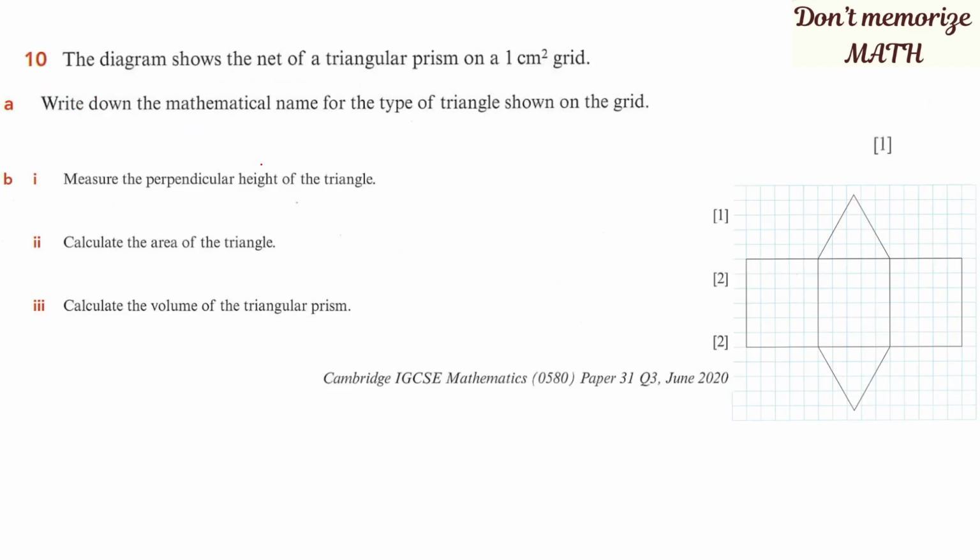Then question number 10. The diagram shows a net of a triangular prism on a 1 centimeter square grid. You can see a triangular prism here, on a grid. Write down the mathematical name for the type of triangle shown in the grid. You can see two triangles here. What will be the mathematical name for that? You can see these two sides are of equal length. If you have a triangle with two equal sides, that is called an isosceles triangle, right? So you can write here isosceles triangle.